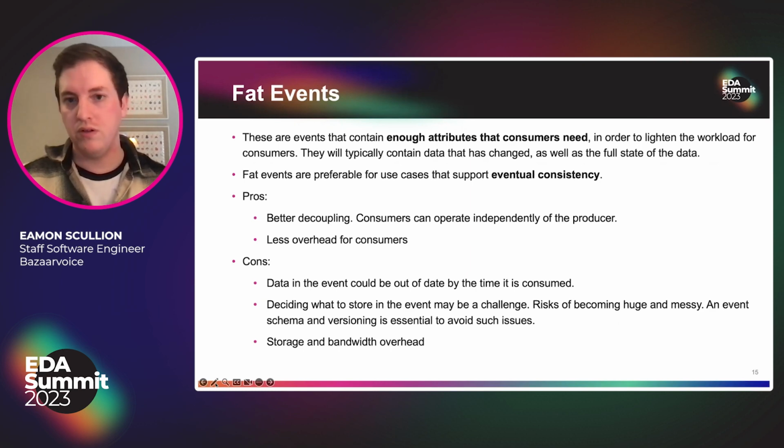On the other hand, fat events are events that contain enough attributes that consumers need in order to lighten the workload for the consumers. They will typically contain data that is changed, as well as the full state of the data. The goal of this approach is to give consumers as much data as they need, so that they don't need to make an API call to fetch anything further, but the option is there if you need it. And they're best suited for use cases that are okay with eventual consistency. Things will be in sync eventually. It might be real time, it might be minutes delayed, but it'll eventually be updated.